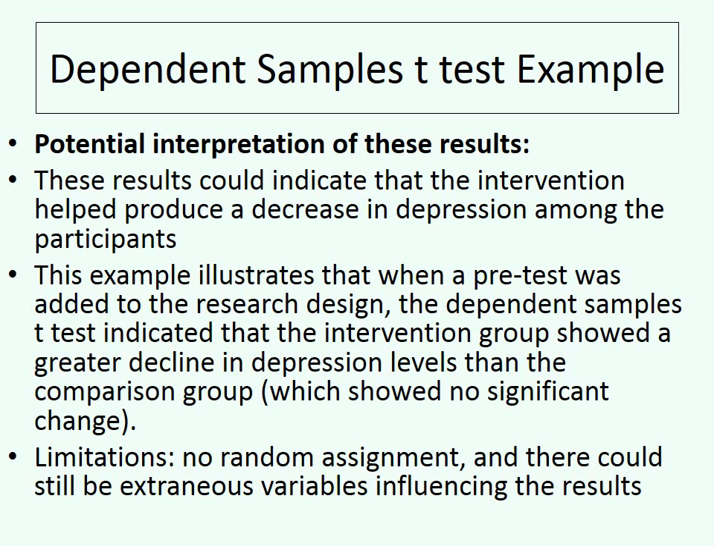There are still limitations to this example. For instance, the intervention and the comparison groups were not randomly assigned to conditions, so it is still possible that the intervention group is different in some important way than the comparison group. In addition, there could also be extraneous variables that are influencing the change in the depression score in the intervention group.